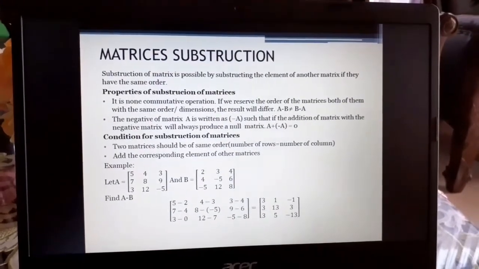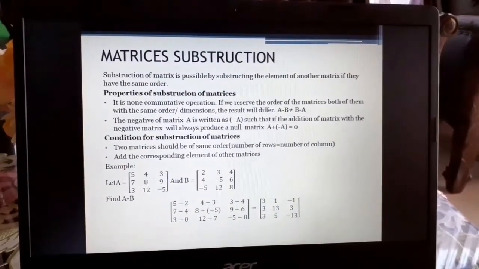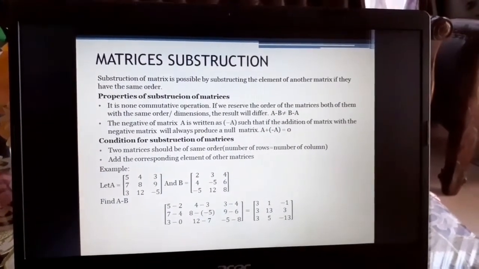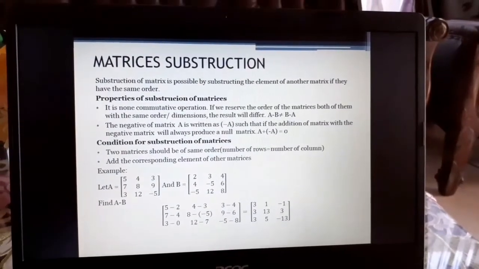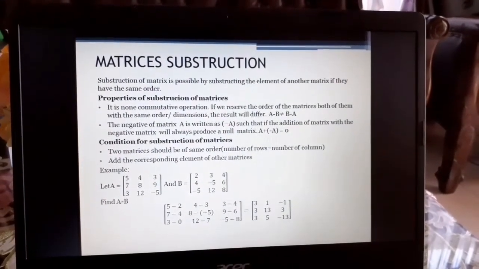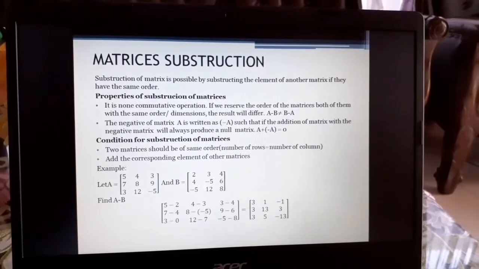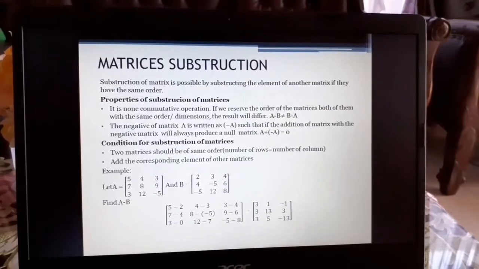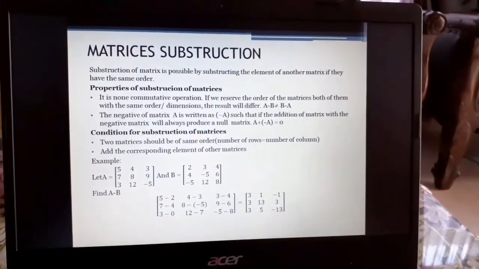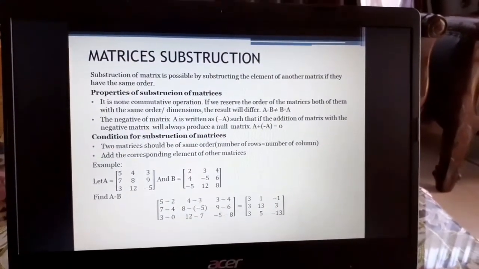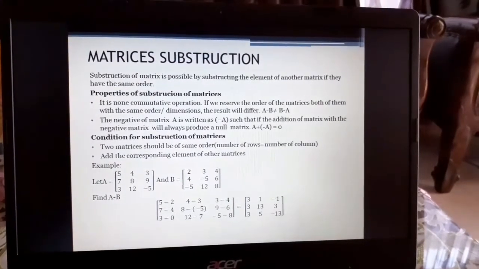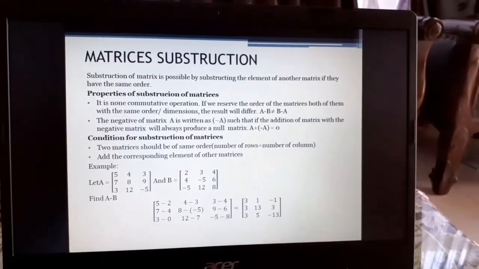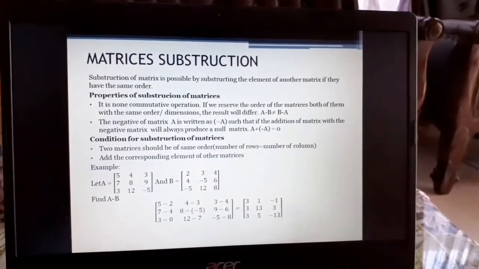The negative of matrix A is written as negative A, such that the addition of a matrix with its negative matrix will always produce a null matrix. A plus negative A is equal to 0. Condition for subtraction of matrix. Two matrices should be of the same order. Number of rows is equal and number of columns is equal. Subtract the corresponding elements of the matrices.